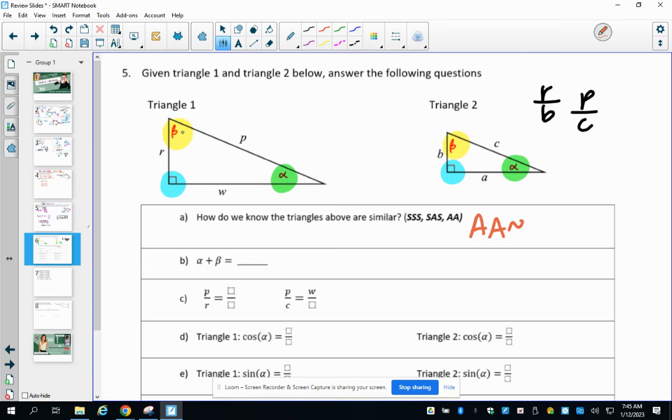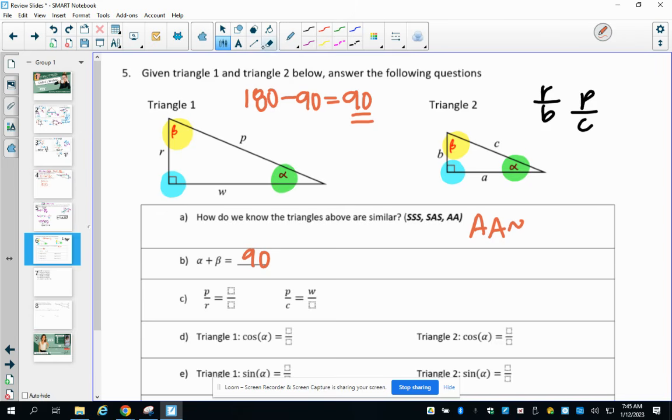And then what do we know that alpha plus beta is? Well, if this is a 90-degree angle, remember that a triangle totals 180. So if we get rid of that 90, the leftover for these two is 90. So alpha plus beta is equal to 90.